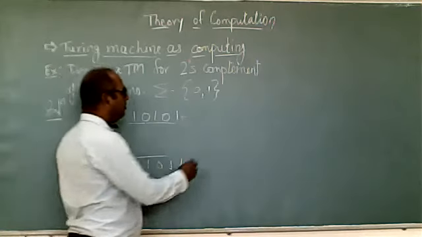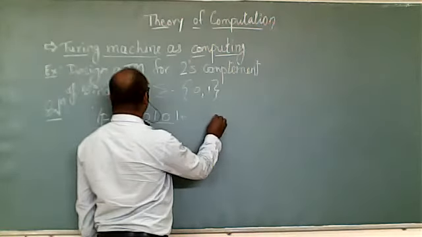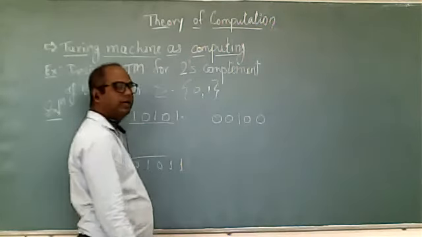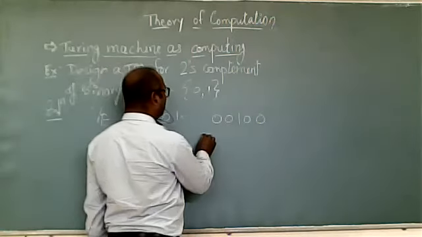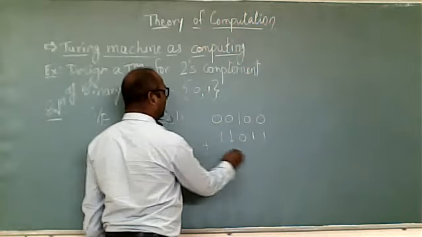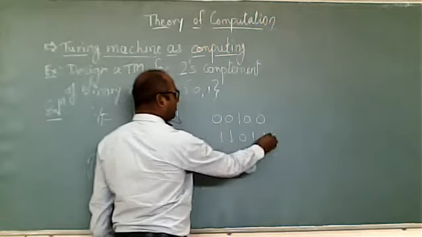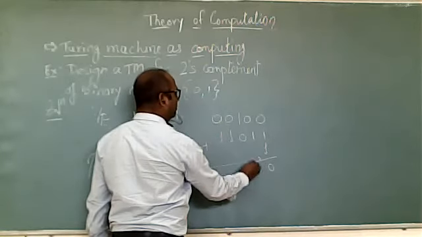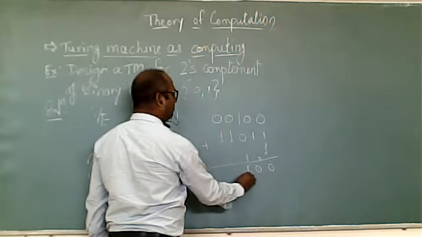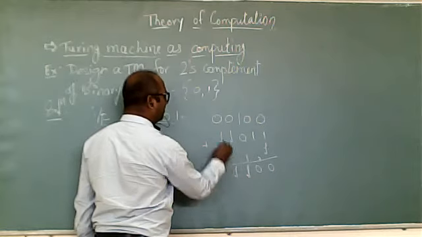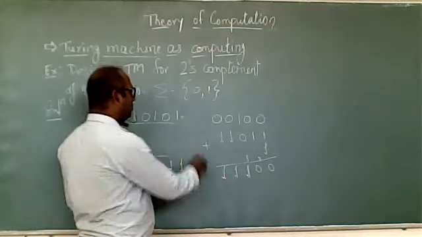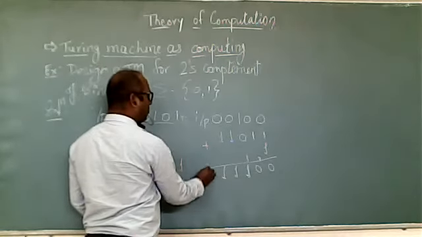We'll try with some more numbers. Suppose the input binary number is 00100. What will be the two's complement? The one's complement will be 11011, plus 1, which gives 11100. So for this input, this is your output, the two's complement.